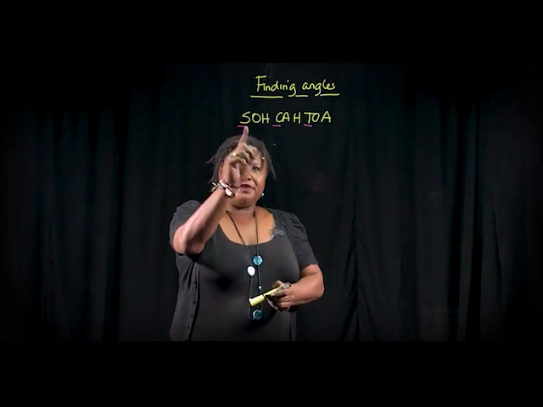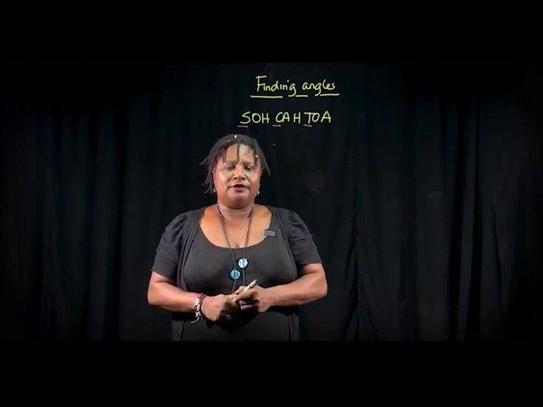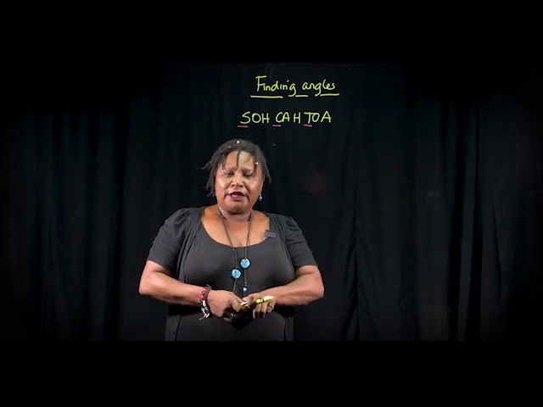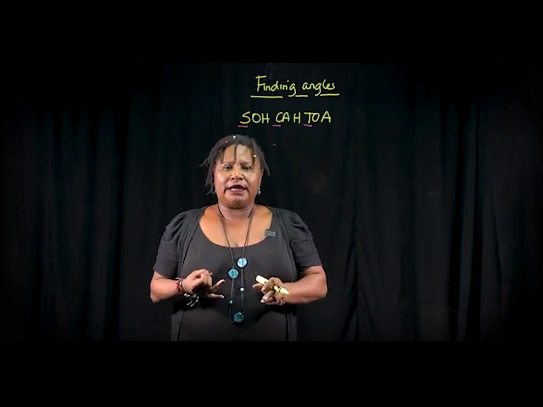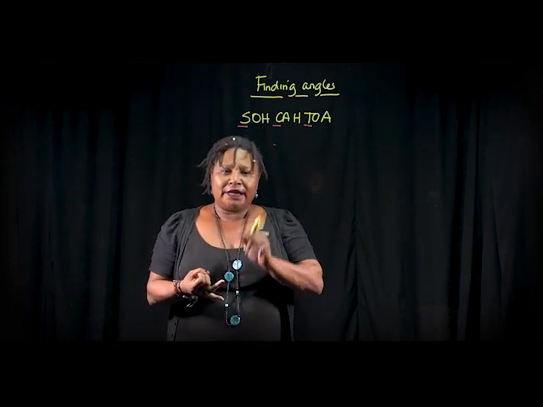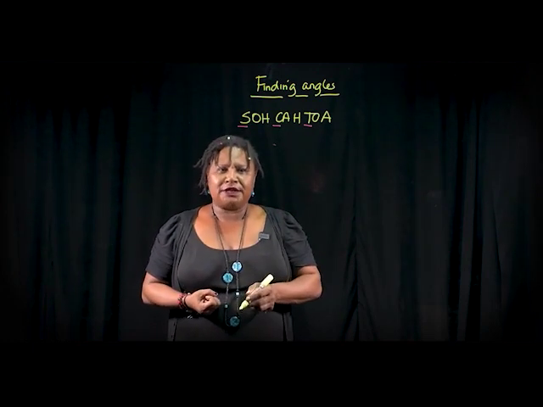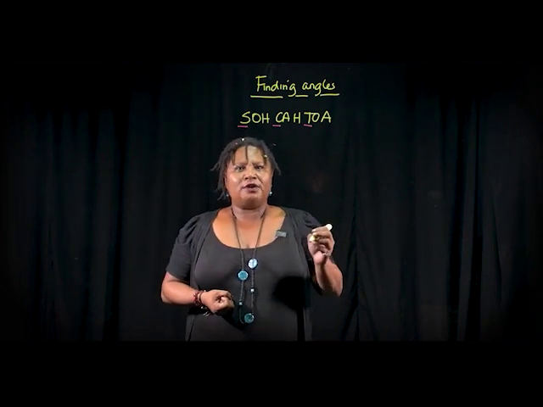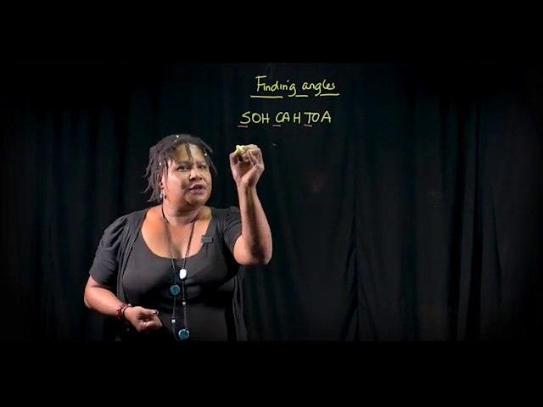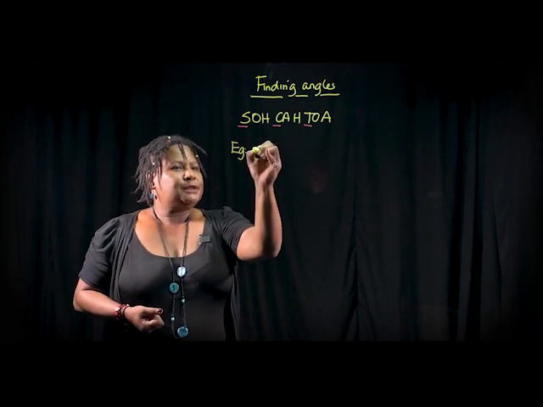Now, how do we use these three ratios to find the missing angle in a triangle? Okay? Now, it is important that in a triangle, you are given two sides. Okay? Those two sides will help you identify the correct ratio to use when you are finding the angle. Okay? Let's have a look at a couple of examples so we can see how these ratios are used.